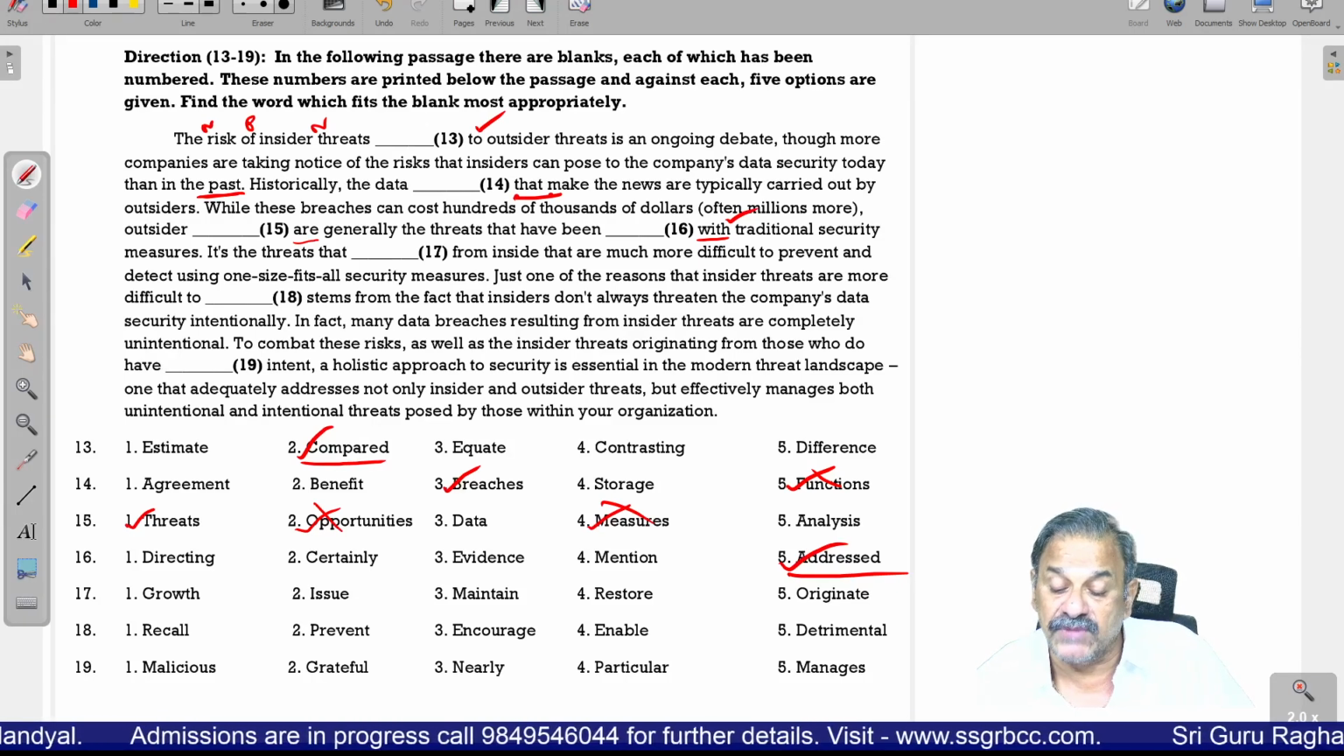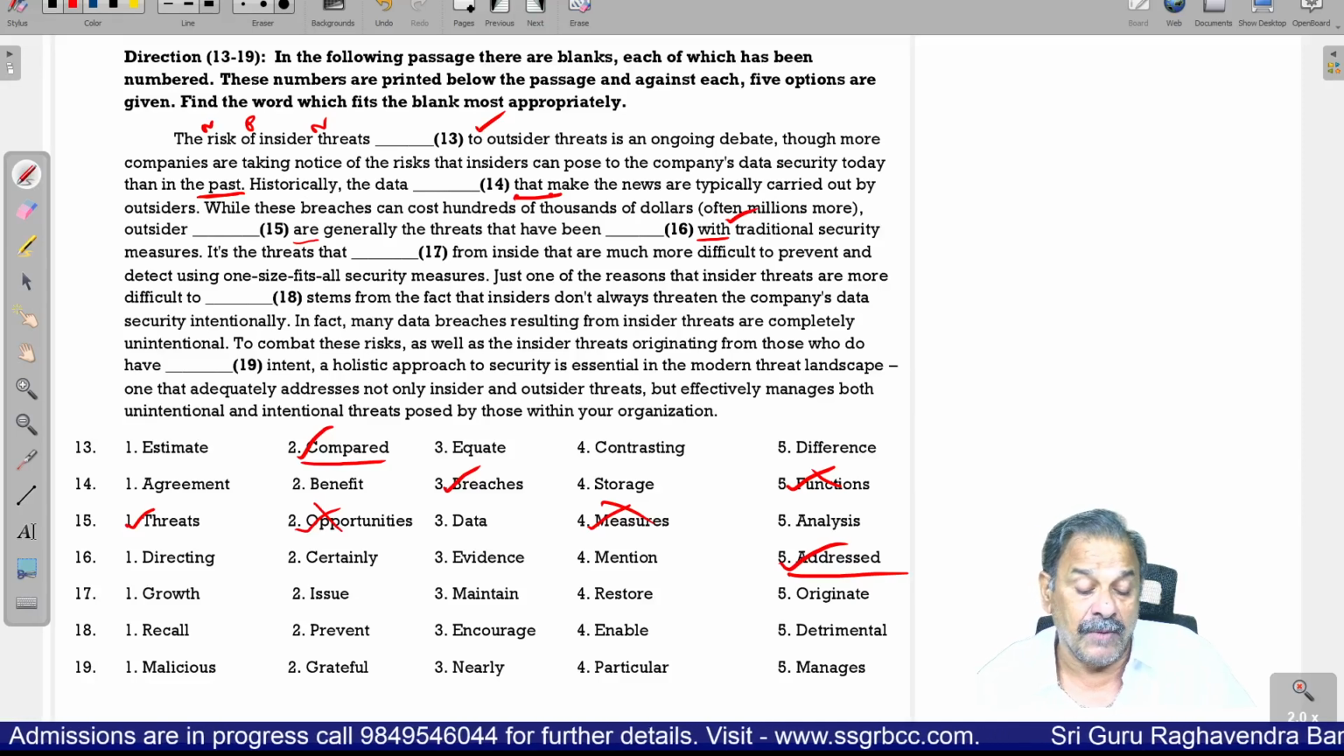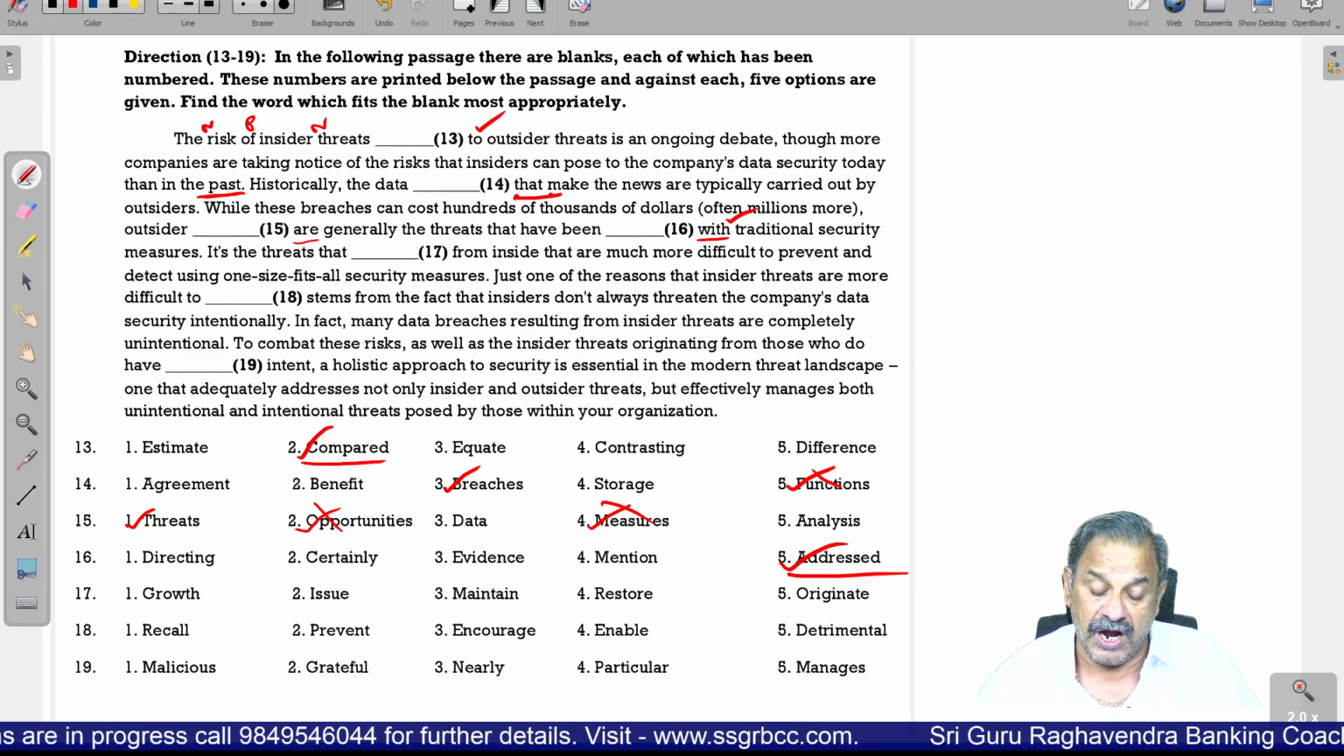Just one of the reasons that insider threats are more difficult to dash stems. After to, what do you have to use?